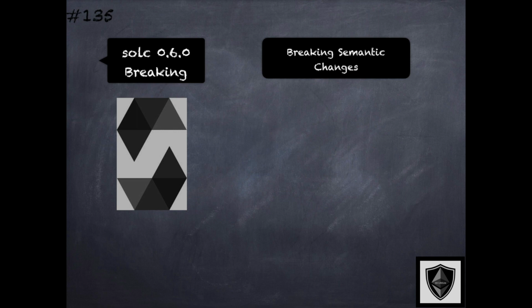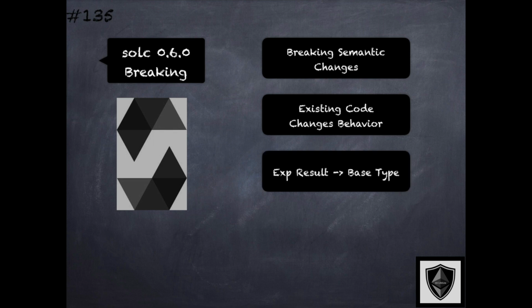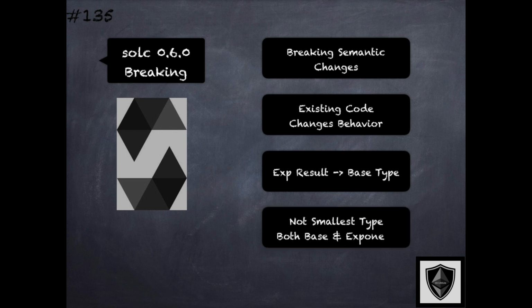With Solidity 0.6.0, a feature that was introduced was a breaking semantic feature. This changed the behavior of the existing code without changing the syntax itself. And this was specifically related to the exponentiation and the type of the result. Until this version, the resulting type was the smallest type that could hold both the type of the base and the type of the exponent, the two parts of exponentiation. But with this change, the resulting type was always the type of the base.